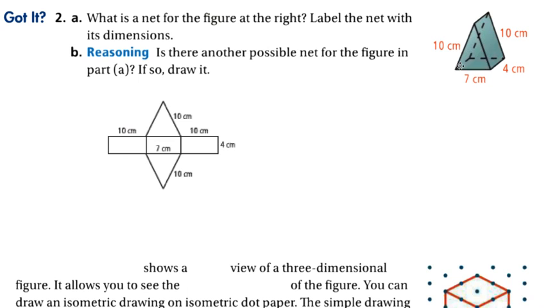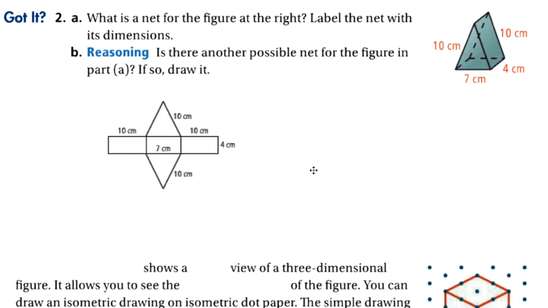Then we also have a rectangle on the bottom. It's 7 centimeters by 4 centimeters, so that's this one right here, 7 by 4. And then we have a rectangle on the right side that's 4 by 10. That would be this one. And likewise, that one's the same as the one on the left, 4 by 10.